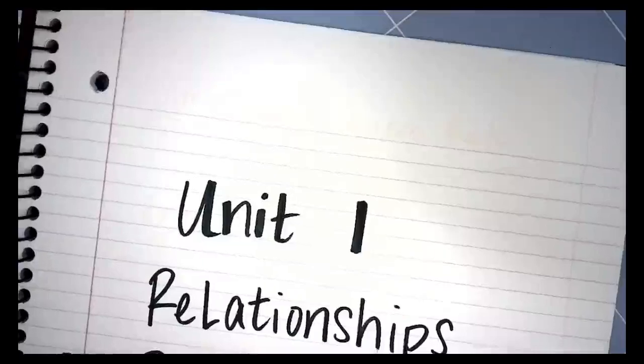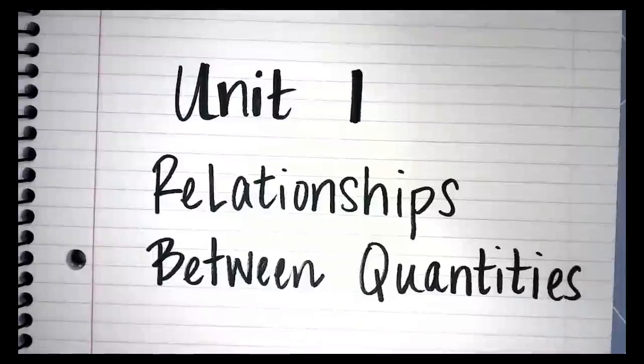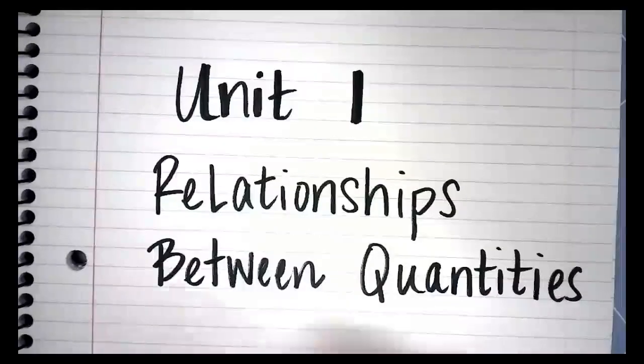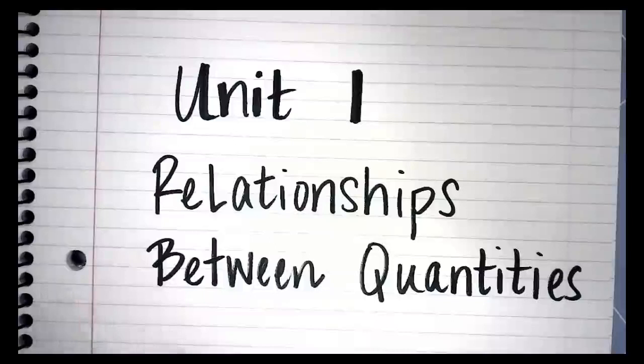So first thing that we want to do when we set up our spiral notebook is to create a title page. So Unit 1 is titled Relationships Between Quantities. So I like to structure my spiral notebook so that I can definitely tell when Unit 1 begins and when it ends, so that when it comes test time, I'll know what material is going to be covered in each unit test. So this is the name of Unit 1.